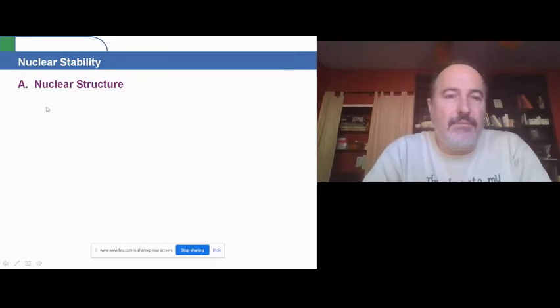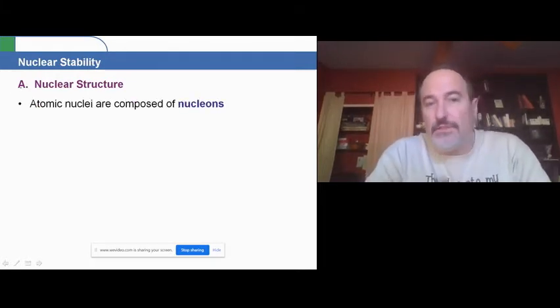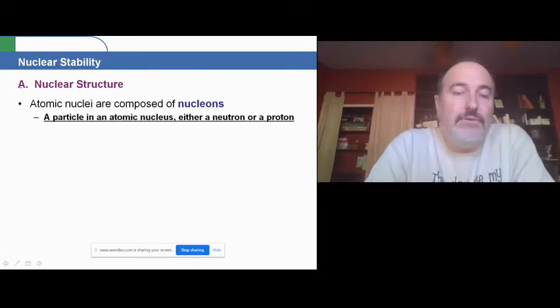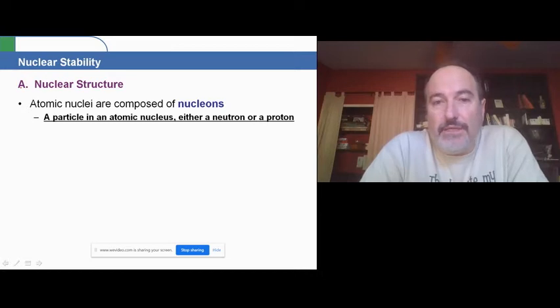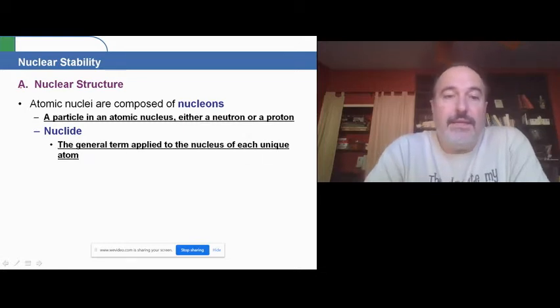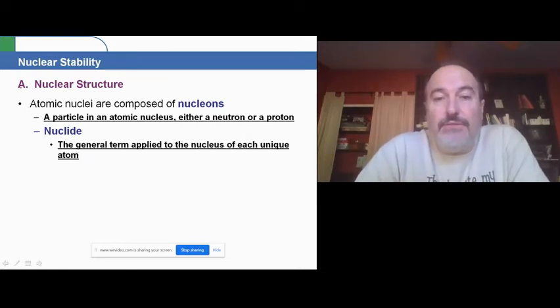basic vocabulary. Okay, so first of all, atomic nuclei are composed of nucleons, which is a particle in an atomic nucleus, and it's either a neutron or a proton. Now, a nuclide is the general term applied to the nucleus of each unique atom.